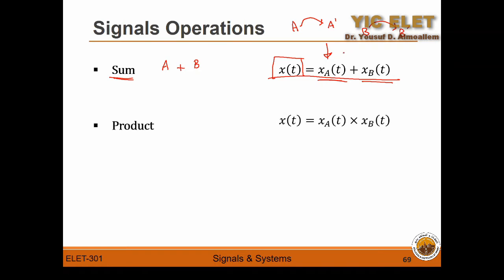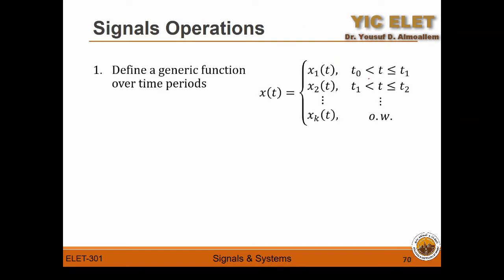And then the second type of signal operation is the product. So we have signal A and we just multiply it by signal B. So this is the second type of signal operation, and it happens between two different signals.